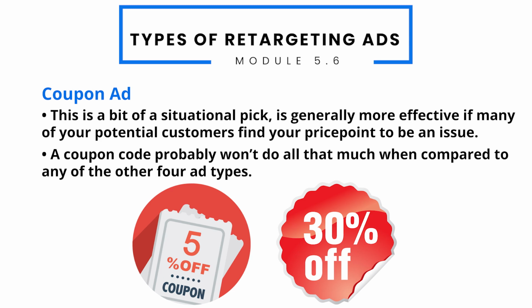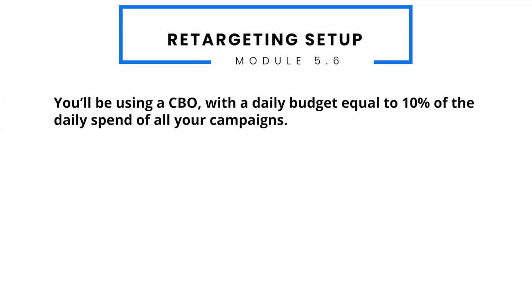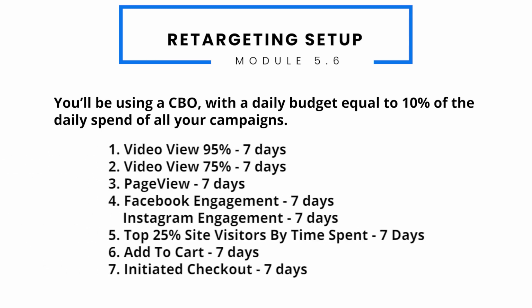So that's about it when it comes to the different types of retargeting advertisements we utilize. Now let's talk a bit about what our typical campaign setup looks like. The campaign setup is going to be pretty straightforward. You'll be using a CBO with a daily budget equal to 10% of the daily spend of all your campaigns. You will have a total of 7 ad sets in this campaign, each of which will use one of the following custom audiences: video views 95%, video views 75%, page view, Facebook engagement, Instagram engagement, top 25% site visitors by time spent, add to cart, and initiated checkout.